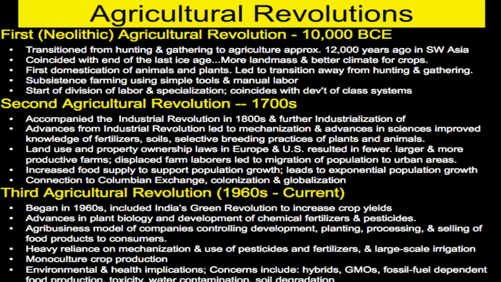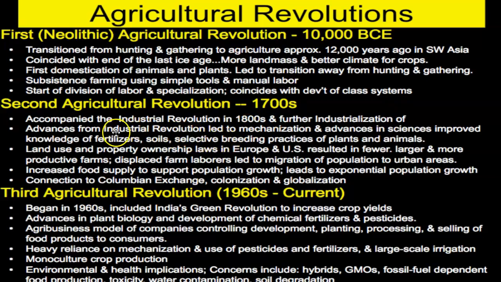Agricultural revolutions are a big part of the agriculture unit, and there are three big ones. The first agricultural revolution happened about 10,000 BCE, transitioning from hunting and gathering to agriculture. This is where plants and animals started to become more domesticated, and labor was more divided and specialized, which coincided with class systems as well. And then going into the second agricultural revolution, this is happening around the 1700s, and it aligns with the Industrial Revolution.